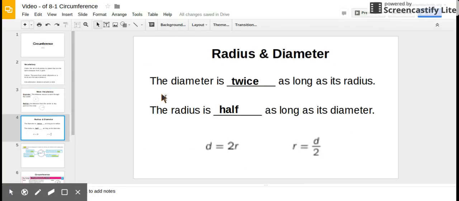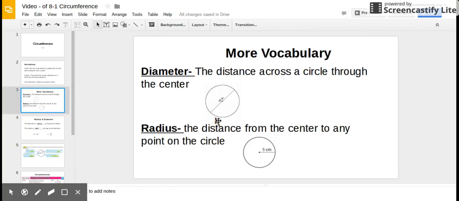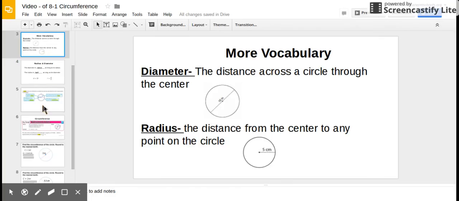So the diameter is twice as long as its radius. The radius is half as long as its diameter, right? Think about it. The diameter is twice as long as the radius. The radius is half the length of the diameter. That's important to know conceptually moving forward.